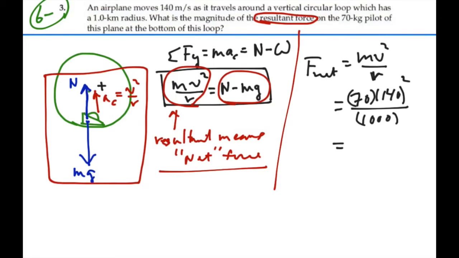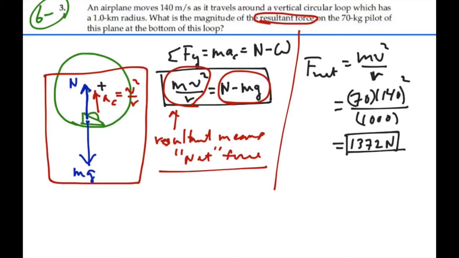So what does that give us? We got 70 times 140 squared divided by 1,000. That gives me 1,372 newtons. So that is the net or resultant force on the pilot.